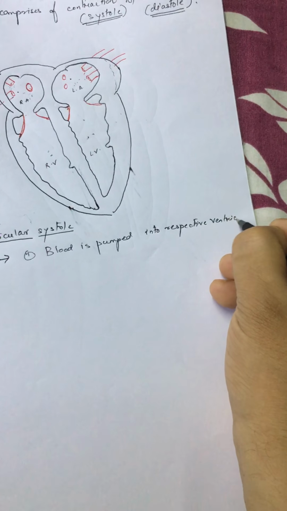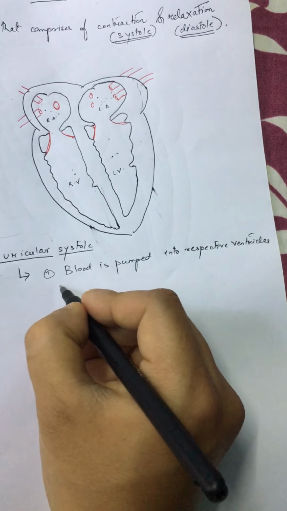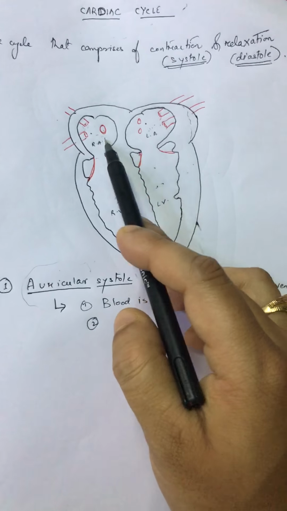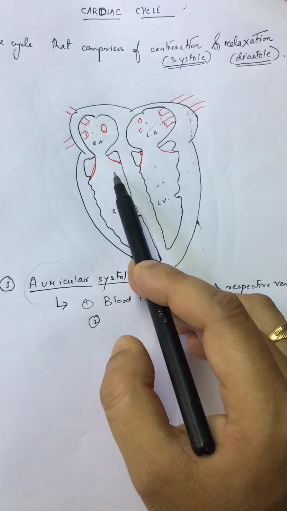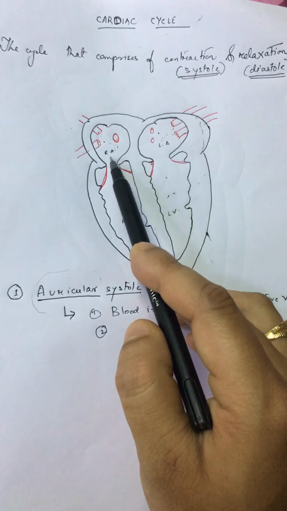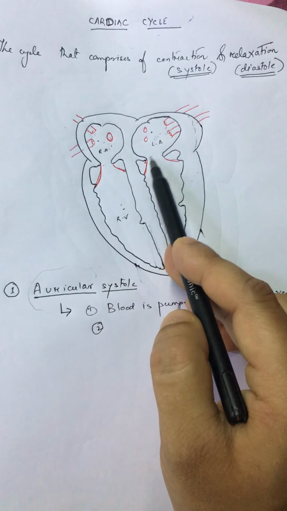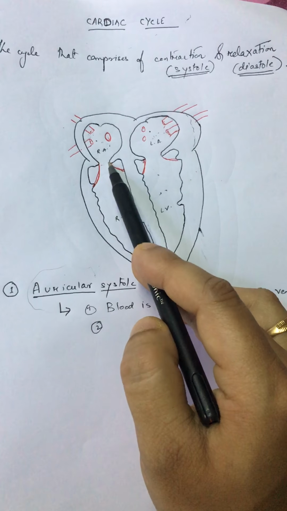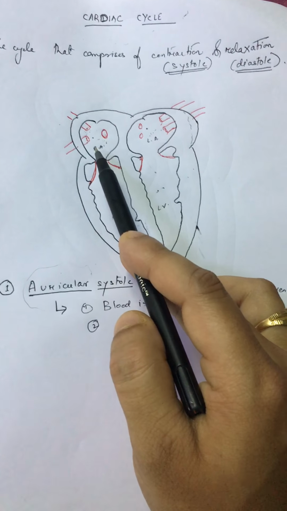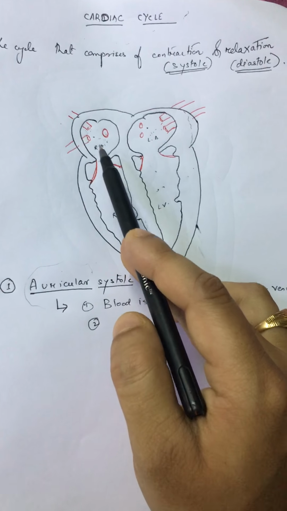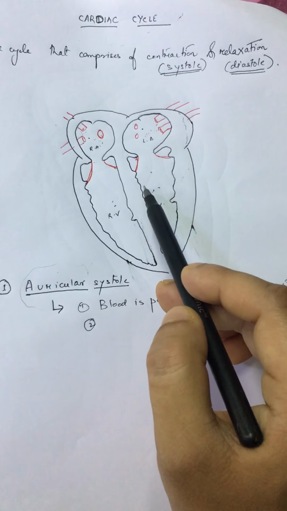Blood is pumped into the respective ventricles. When the blood is pumped to the respective ventricles, the tricuspid valve and the bicuspid valve, which are also called the auriculoventricular valves, must open. Otherwise, how can the blood come from the auricles to the ventricles?